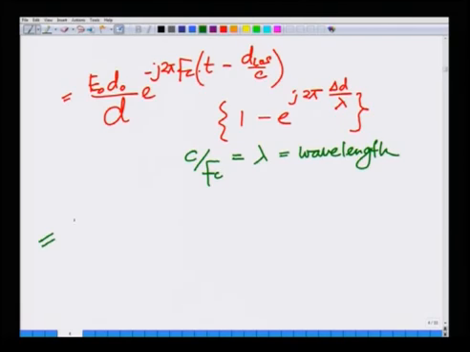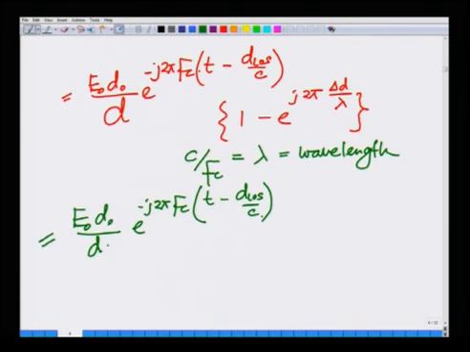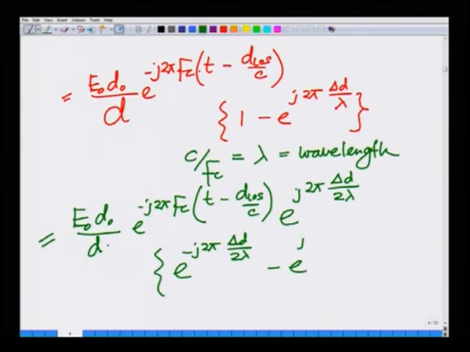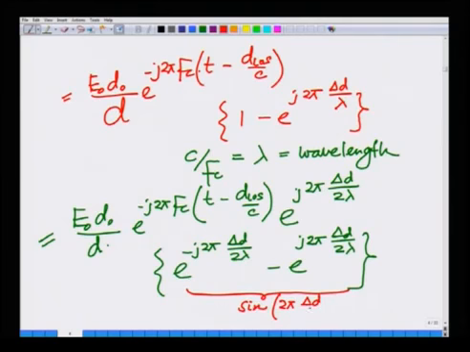And this I can further simplify as follows. This is E naught d naught by d e power minus j 2 pi f c t minus d LOS by c, into e power j 2 pi delta d divided by 2 lambda, times e power minus j 2 pi delta d divided by 2 lambda minus e power j 2 pi delta d divided by 2 lambda, and this factor, of course, is nothing but sine of 2 pi delta d divided by 2 lambda.